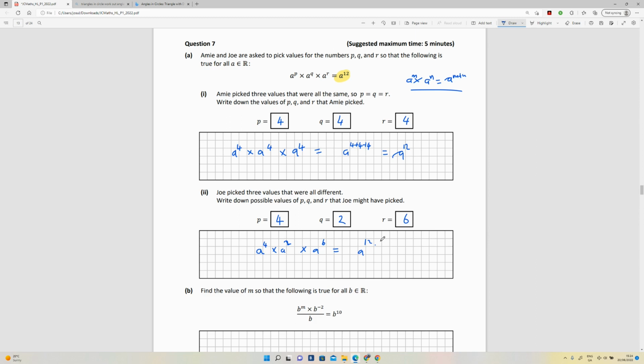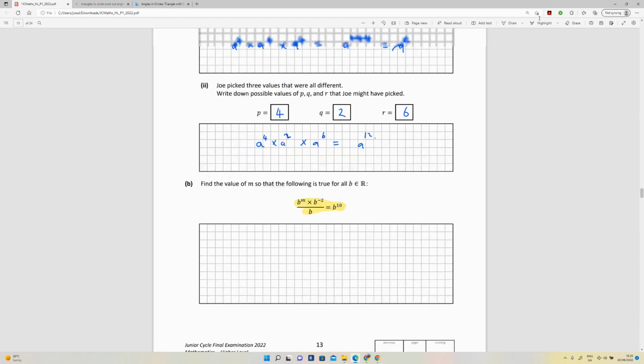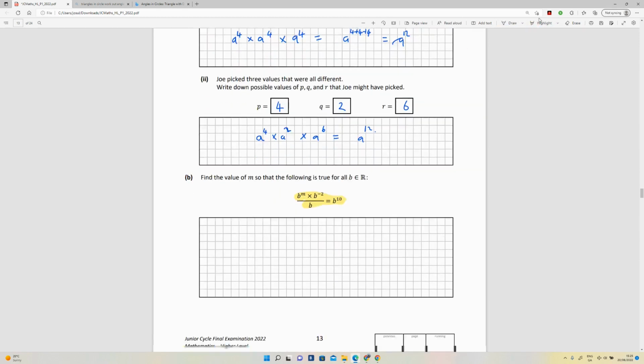For the next part, okay, so find the value of M so that the following is true for all B in the rational numbers. So they give you a formula here with a fraction on one side of it. Okay, so we need to apply another rule here. We need to apply 2 rules, actually, 2 laws of indices, but one is the one we had above. The one we had above, so it's this one up here. I will rewrite it down below.